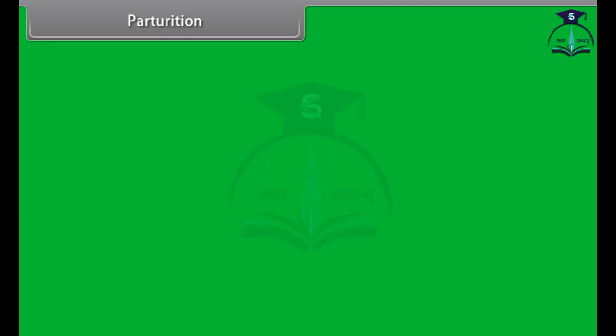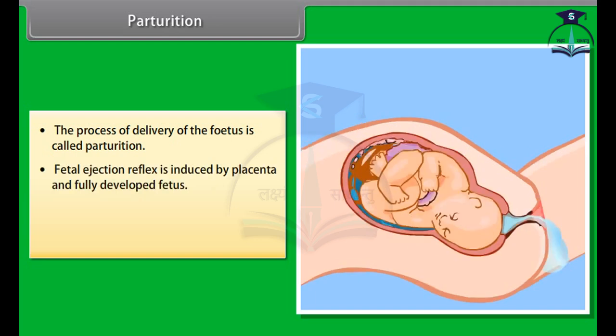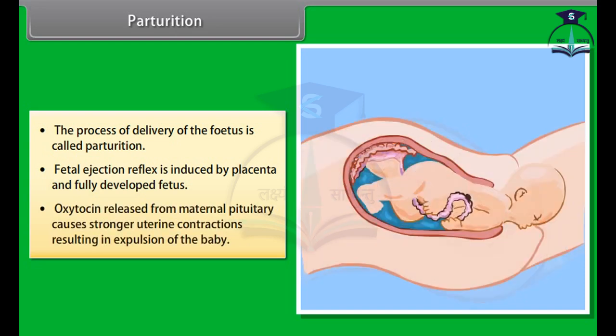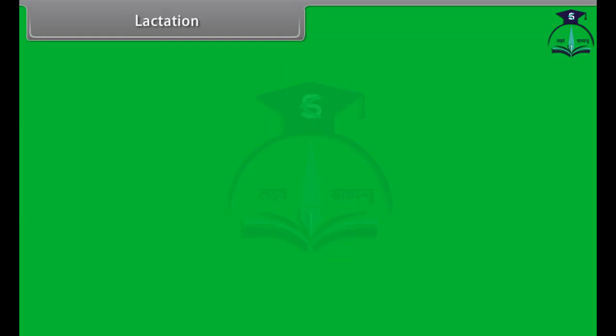Parturition. The process of delivery of the fetus is called parturition. Fetal ejection reflex is induced by the placenta and the fully developed fetus. Oxytocin released from the maternal pituitary causes stronger uterine contractions, resulting in expulsion of the baby.